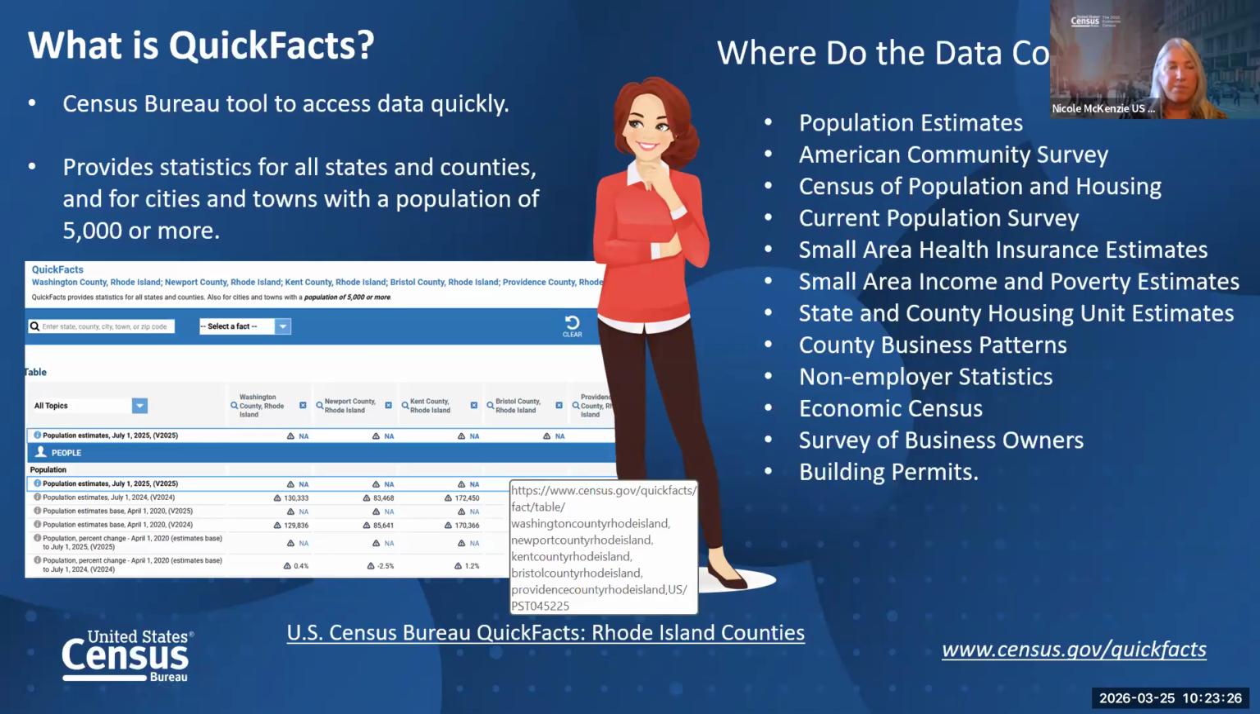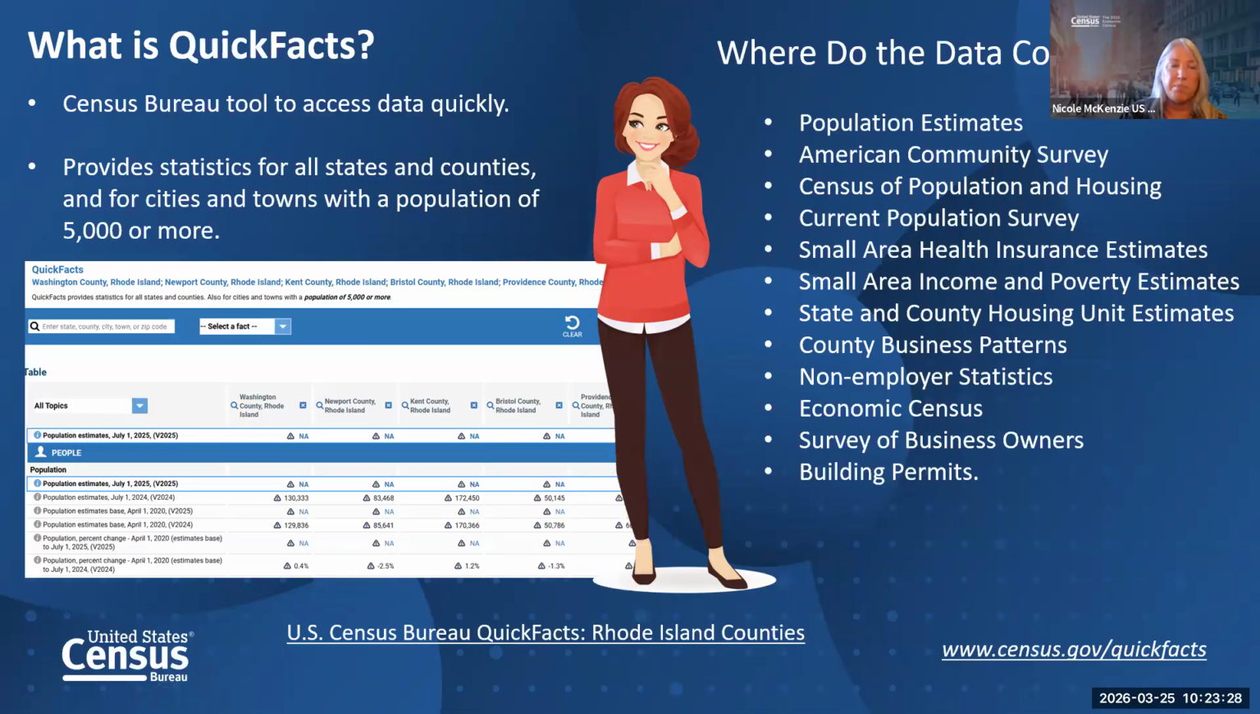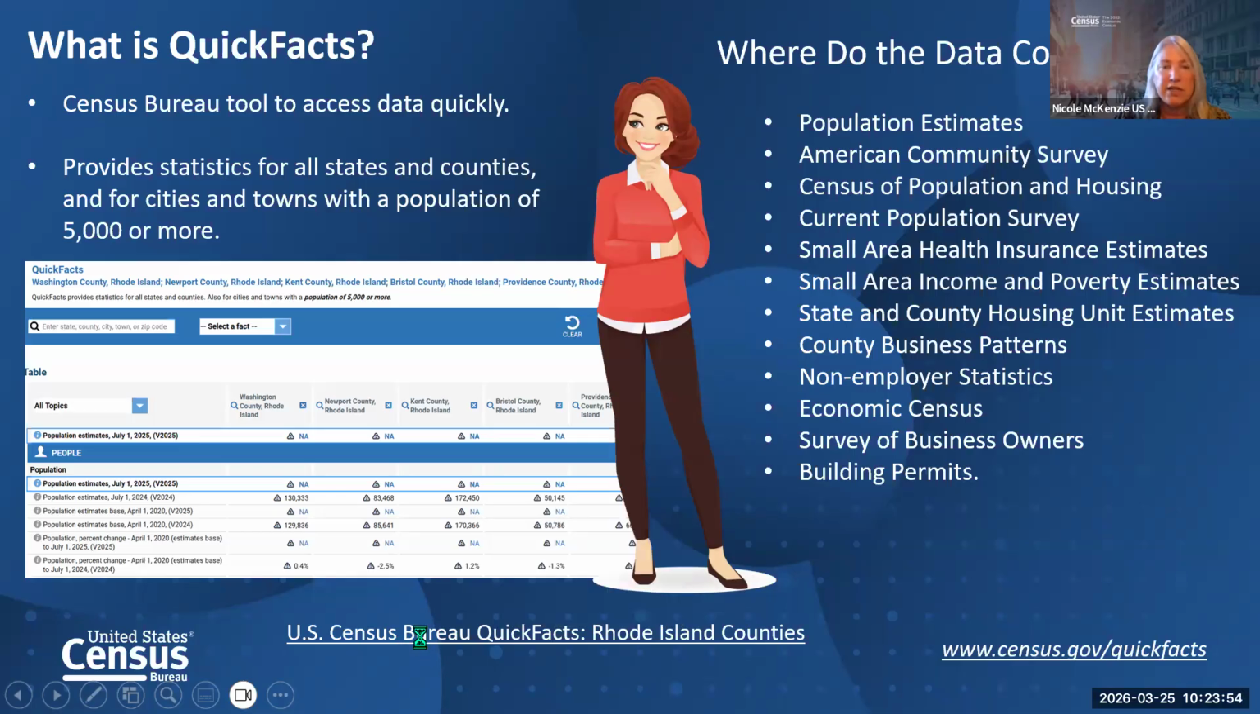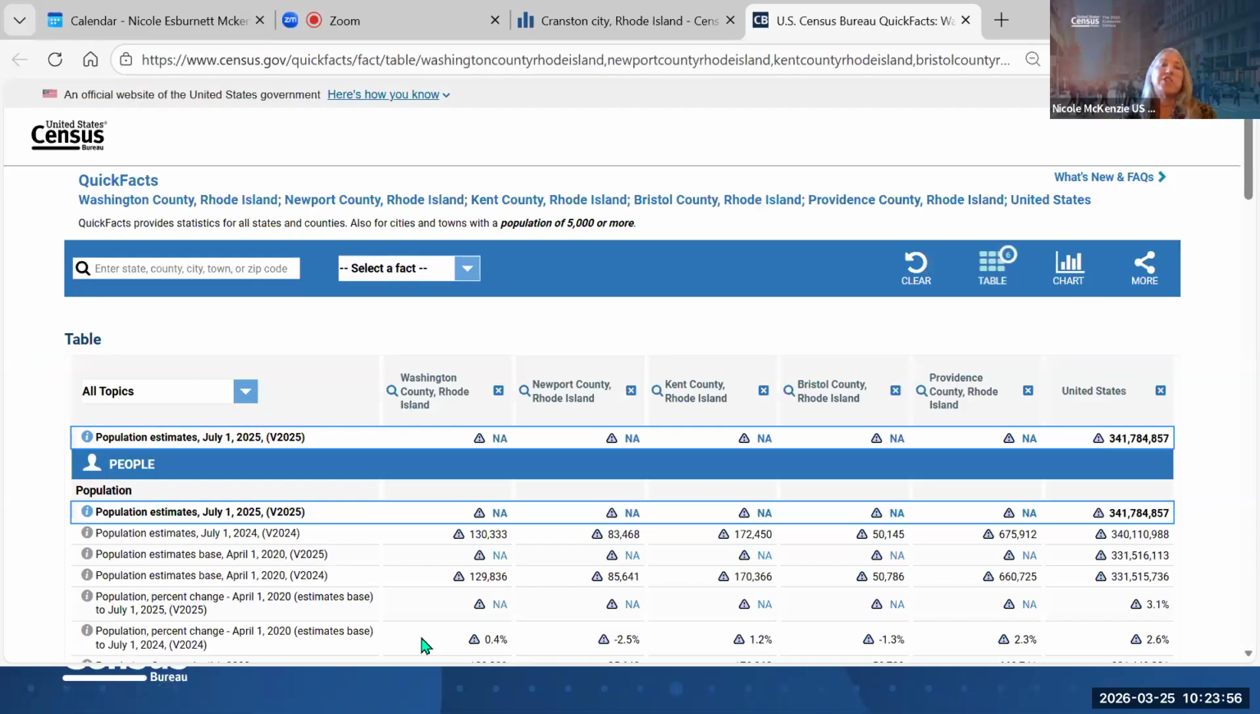But it's a great way to quickly pull data and compare without a heavy load of getting into our data.census.gov tool, which I actually love the most. But if you're looking for something quick, Quick Facts is the way to go. I also have a link here. So when you get this presentation, this will take you right to Quick Facts, to the home page. I'm just going to go into the one that I put together for Rhode Island counties and click on it. We'll see how the transition worked. Great.